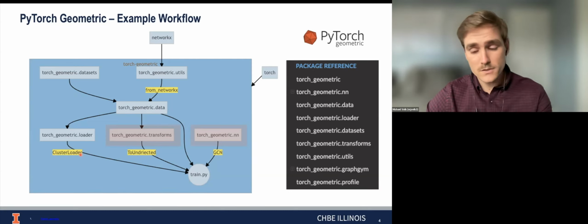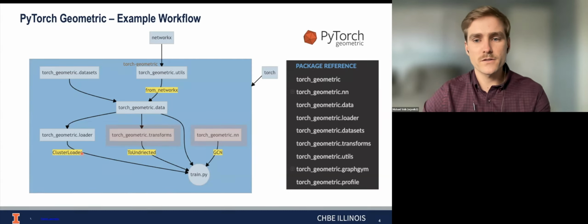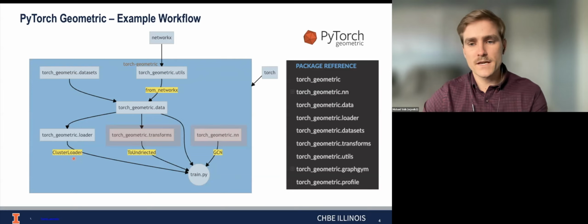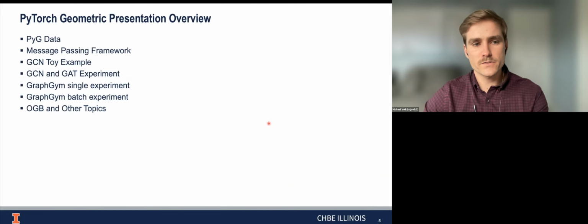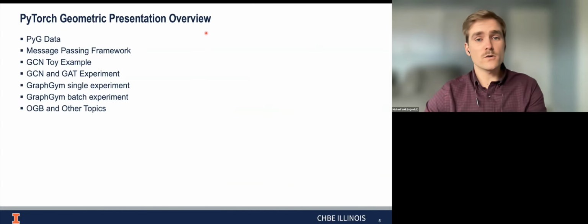So you might use some cluster loader or some other loader that takes, say, k hops away from a specific node or something like that. And all these interoperate with Torch very nicely. And so this is just going to be the overview.